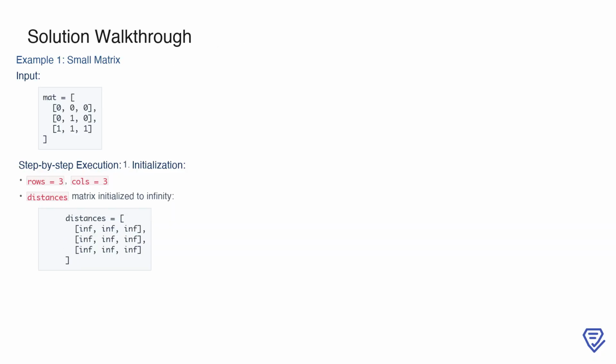To solve the 0-1 matrix problem, we start with a small example. The input matrix is a 3x3 grid, where zeros represent cells that already have a distance of 0 and ones represent cells whose distance to the nearest 0 needs to be calculated. First, we initialize the number of rows and columns as 3. Next, we create a distances matrix, where all values are initially set to infinity. This matrix will eventually store the shortest distance of each cell from the nearest 0. The reason for initializing with infinity is to indicate that no distances have been computed yet.